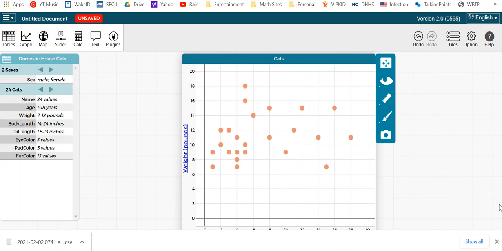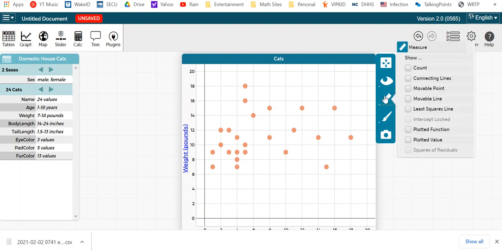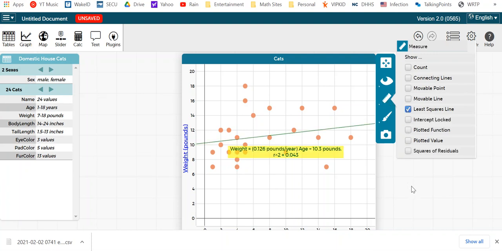And so you see the intersection of this. Now, one of the things that you could do here is that you could do the least squares line. That's the line of best fit for these dots. Now look at the R squared. R squared is 0.043, which means that this is a pretty crappy line. You would not want to trust it at all.